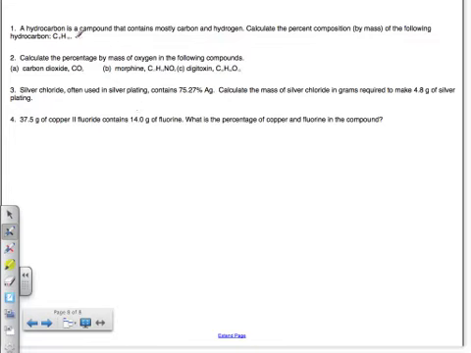All right, so we're going to calculate the percent composition, and you're given a formula. So the first thing you've got to do is get the total. So you're going to add these up, 8 times carbon's weight plus 18 times hydrogen's weight. Okay, so 8 times.